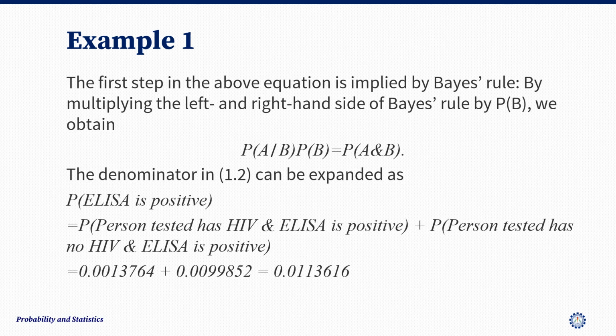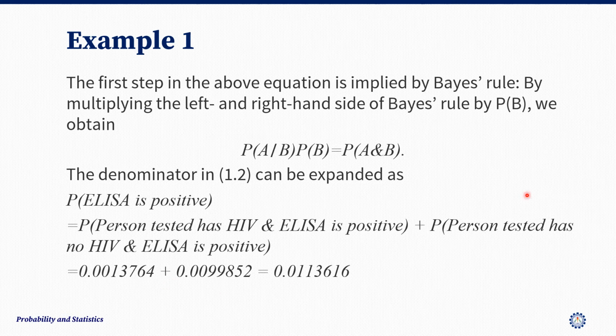So the denominator in the previous example can be expanded as follows: the probability that ELISA is positive equals the probability that the person tested has HIV and ELISA is positive, plus the probability that the person tested has no HIV and ELISA is positive. Since we already know that the probability that the person tested has HIV and ELISA is positive is 0.0013764, based on the previous computation.